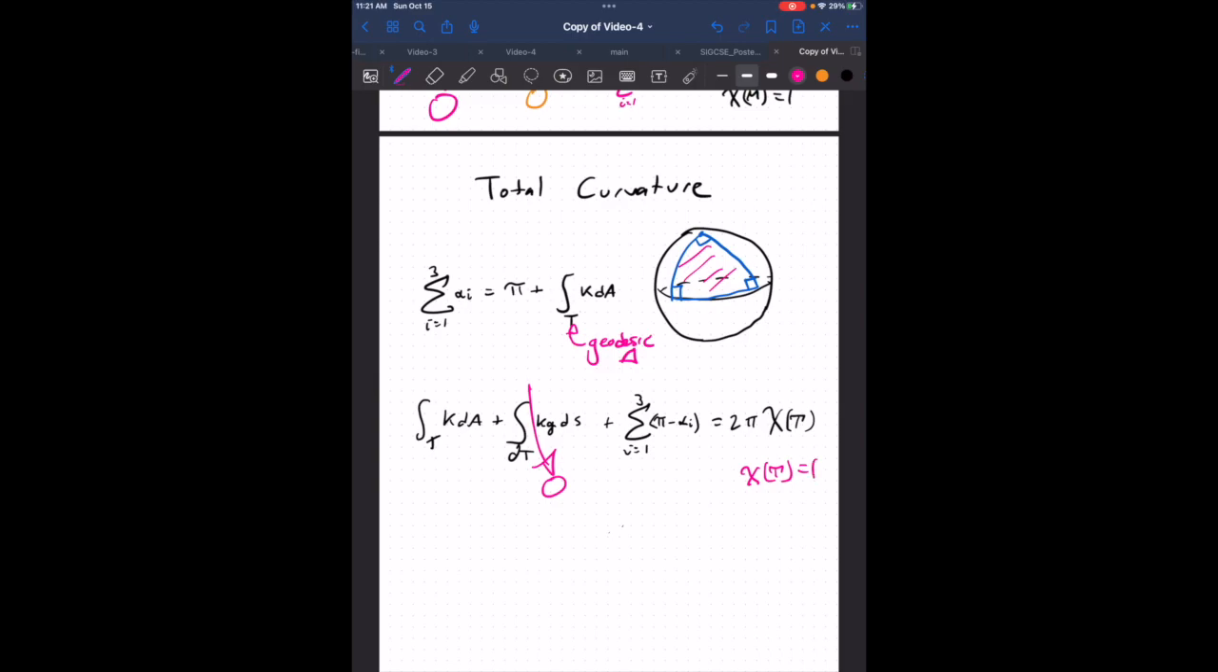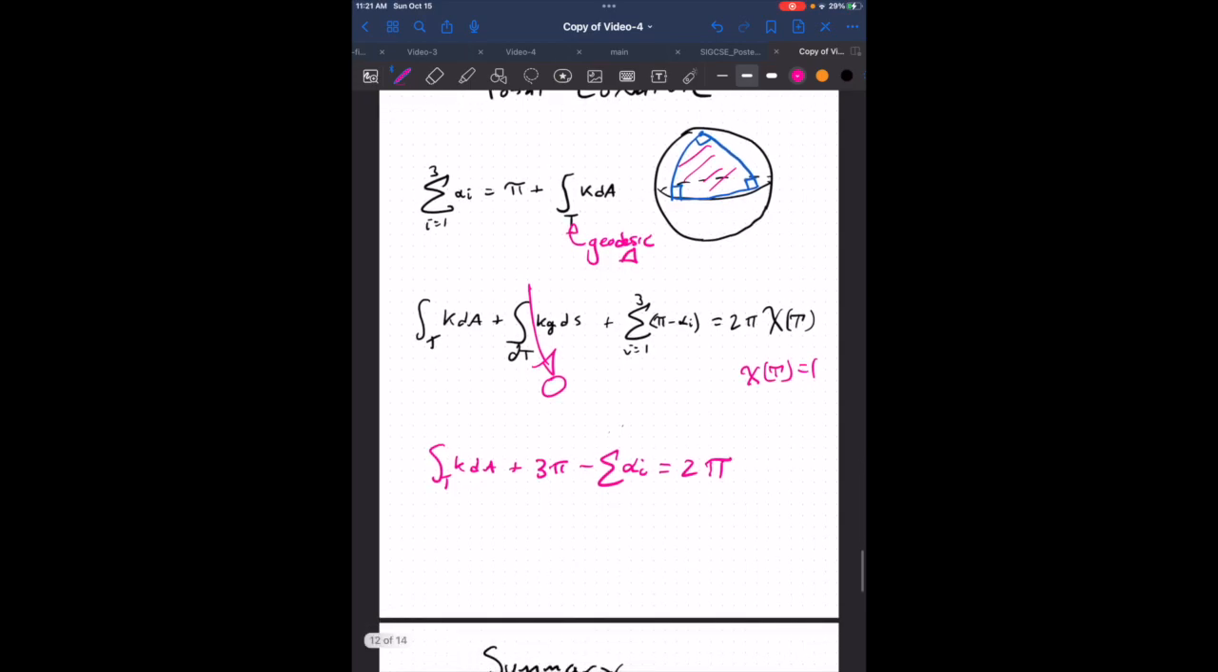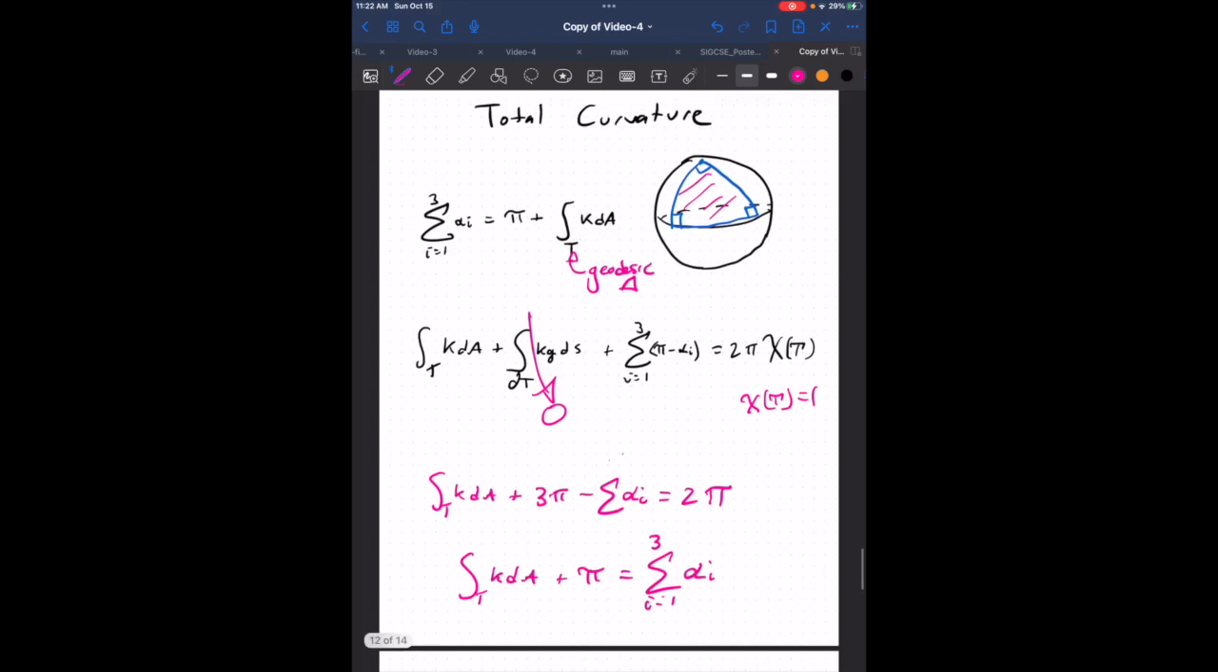And then that gives us this total curvature. So on the left-hand side, we'll have the integral of our Gaussian curvature, plus if I distribute this sum, I'll get 3 pi minus the sum of our interior angles is equal to 2 pi on the right, and then rearranging, we see our Gaussian curvature over the triangle plus pi is equal to the sum of our interior angles. So again, this total curvature of a geodesic triangle is a special case of the Gauss-Bonnet theorem. So pretty cool.